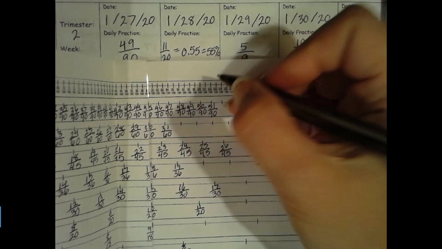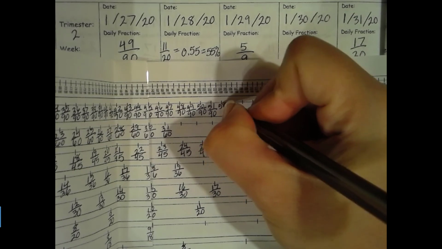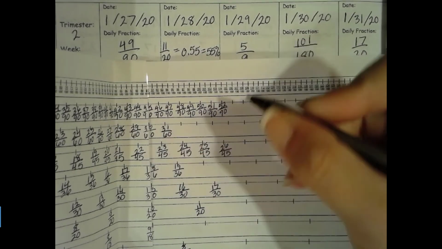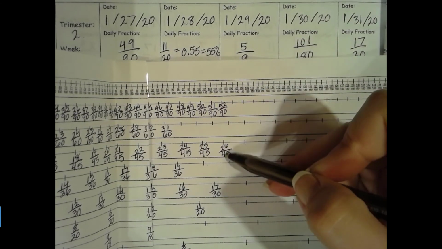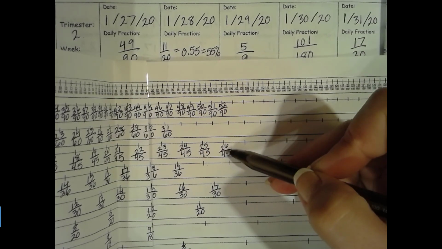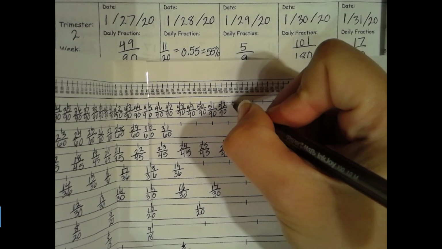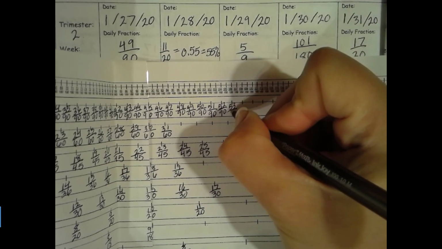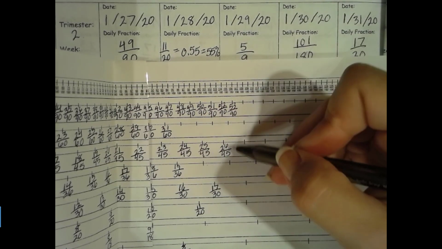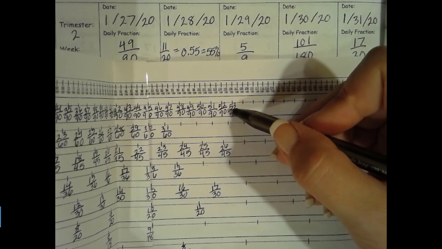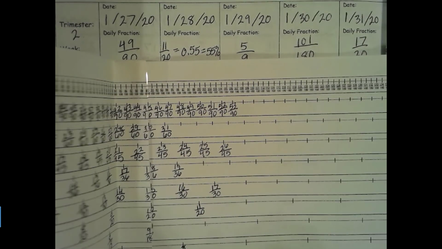That's the simplest form, or equivalent fraction in lowest terms. 52/90, which is equivalent to 26/45. That is our equivalent fraction in lowest terms. And then today, 53/90. There are no lines lined up below it because this is our simplest form for today, or equivalent fraction in lowest terms.